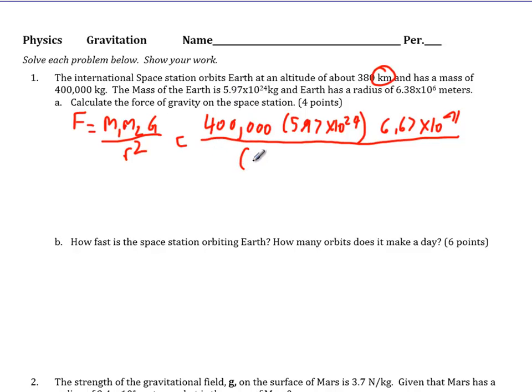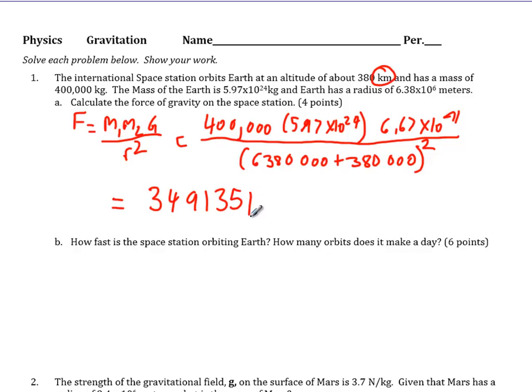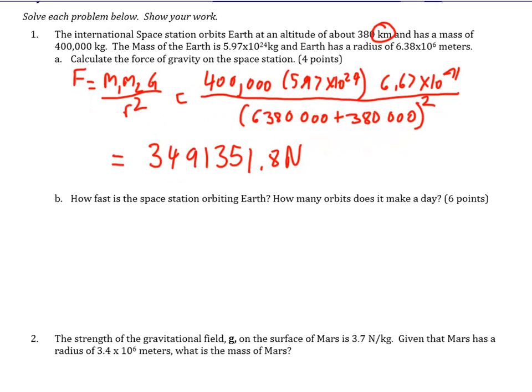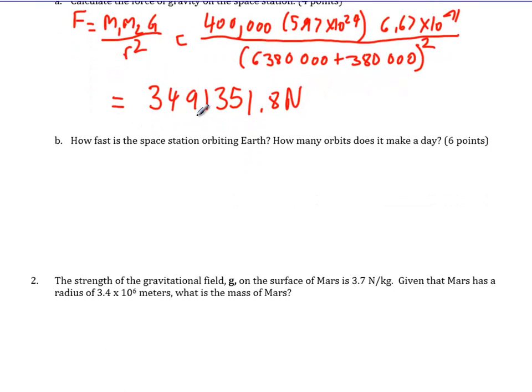The distance between them squared is the radius of the Earth, 6,638,000, plus the distance to the International Space Station, 380 kilometers, which is 380,000 meters, and you have to square that. So that's just calculator work, and you'll get a force of 3,491,351.8 newtons, give or take. It depends on what you use for the mass of the Earth. So that's a fairly big force.